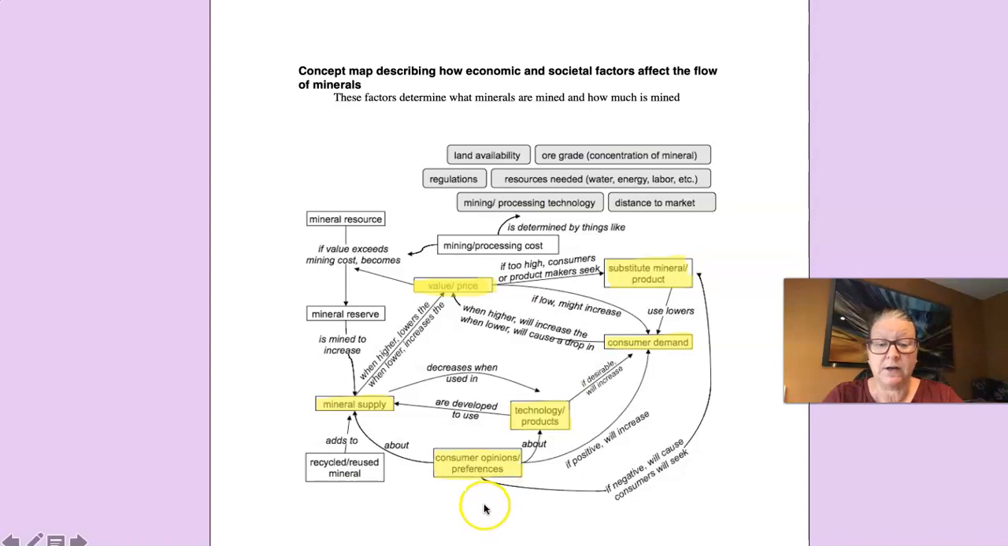Some other factors are down here. Consumer opinions and preferences about the mineral itself and about the technology and products that the mineral is being made to use. So if those opinions are positive, then they're going to increase consumer demand, which is then going to increase the price. If those opinions and preferences are negative, then they're going to probably seek out a substitute product and the consumer demand will go down. If a product is desirable, it's going to increase consumer demand. And so that's the way these various things on this graph work.